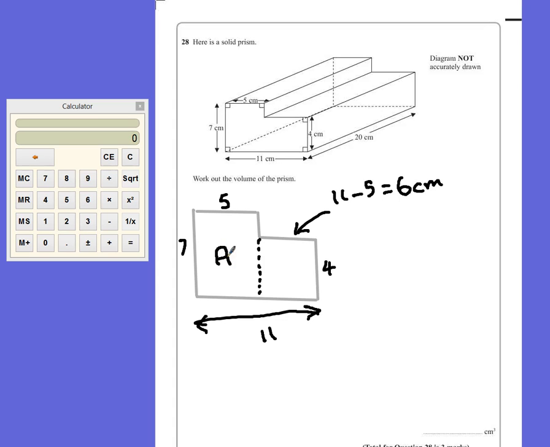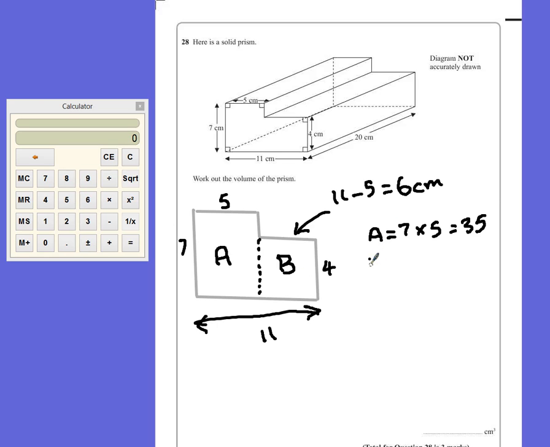I'm just going to call this A and B. And let's calculate what the areas are. So for rectangle A, area is given by length times width. So 7 multiplied by 5, which is 35. It's all in centimetres, so this is centimetres squared.